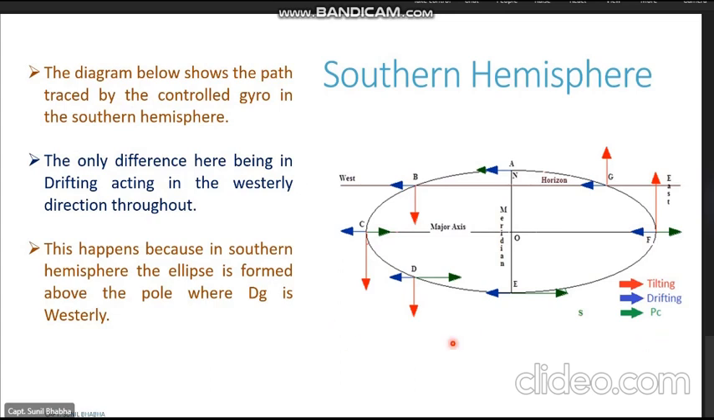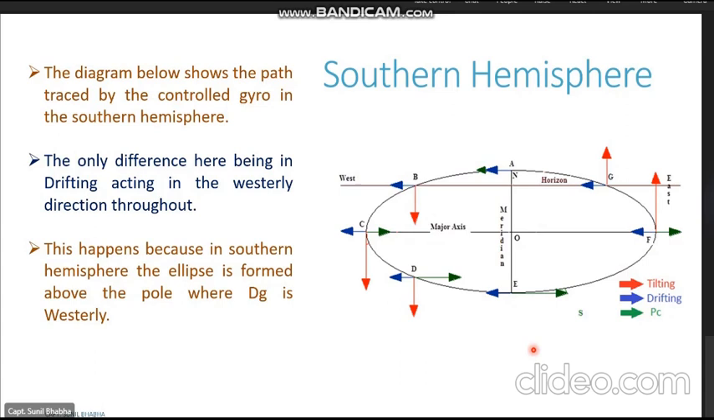So in this diagram, you see the path which will be traced by the controlled gyro in the southern hemisphere. The only difference in the forces which you see here is the difference in drifting vector. The drifting vector is acting in the westerly direction. When you are in the southern hemisphere, the entire ellipse is formed above the pole. And above the pole, the drifting is westerly. So that's why you see the drifting vector, which is the blue color vector, acting in the westerly direction at all the points. So we are not going to go deeper into the explanation in southern hemisphere.